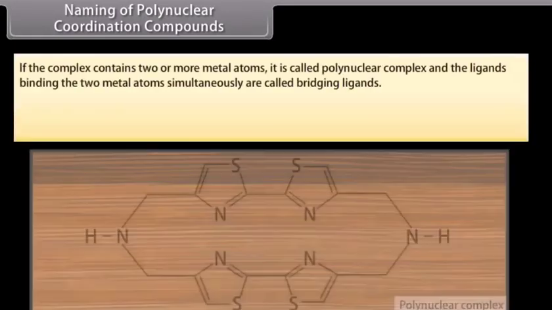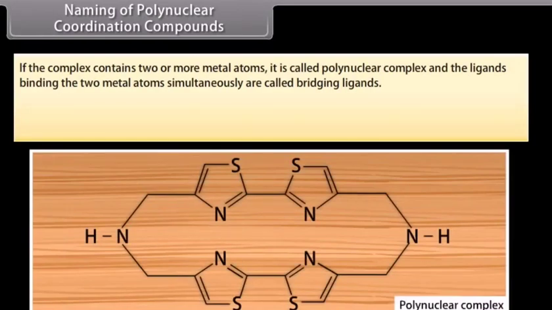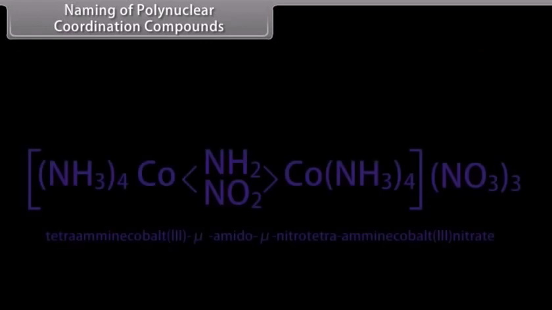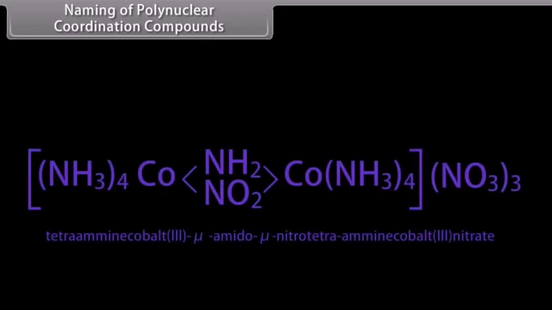Naming of polynuclear coordination compounds. If the complex contains two or more metal atoms, it is called a polynuclear complex, and the ligands binding the two metal atoms simultaneously are called bridging ligands. In naming such ligands, the Greek letter mu is written before the name of such ligands and is separated from the rest of the complex by hyphens. For example, this coordination compound is named as tetraammine cobalt(III) mu-amido mu-nitro tetraammine cobalt(III) nitrate.